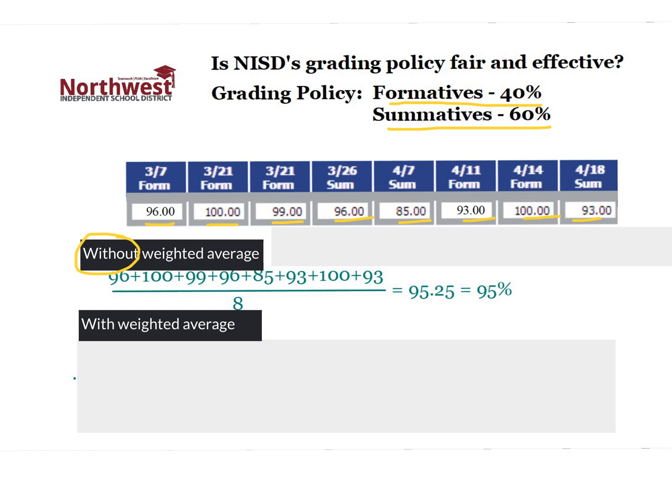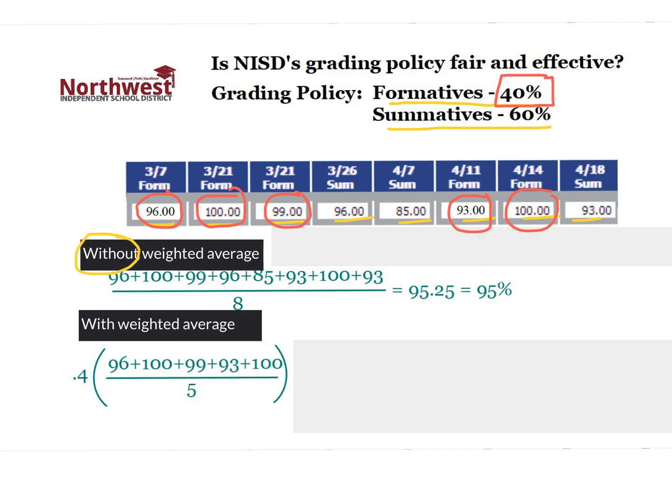Now let's look and see what would happen if we use our weighted average policy, which is that our formative grades are 40% of our grade. So let's take our formative grades. Our formative grades are the 96, the 100, the 99, 93, and 100. So what we would do is we would add those up. We would divide by the total number, so there's 5 of them. And then here's the average that we just got, when we added those up and then divided by 5.